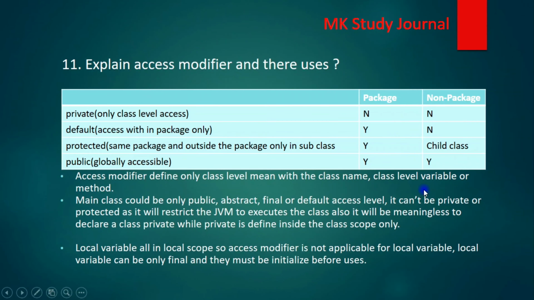So the question is, explain access modifiers and their uses. In Java we have four kinds of access modifier: private, default, protected, and public. The private modifier is accessible only within the class. Like we can't access a variable or method declared as private. The default access modifier is accessible within the package only.